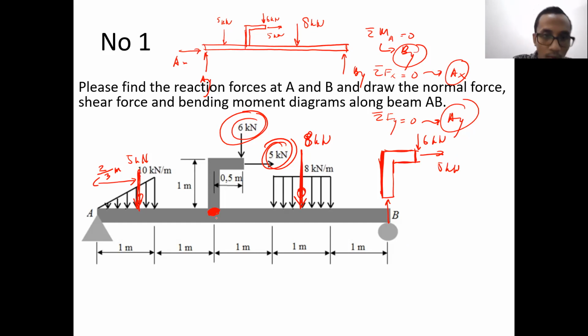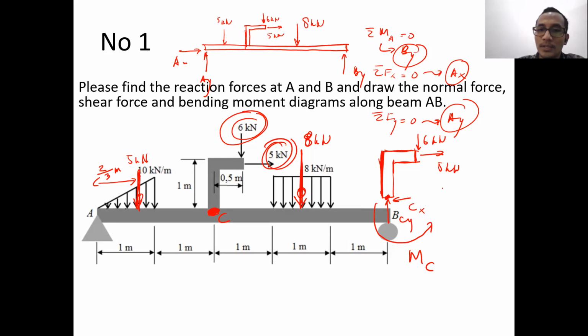This one, call it point C, right? Cy. Then we have Cx, and we have clockwise, counterclockwise, okay. And we have the last one, we're supposed to have this one, moment, counterclockwise. Okay, those three, MC, Cy, Cx, are the reactions which are happening there.